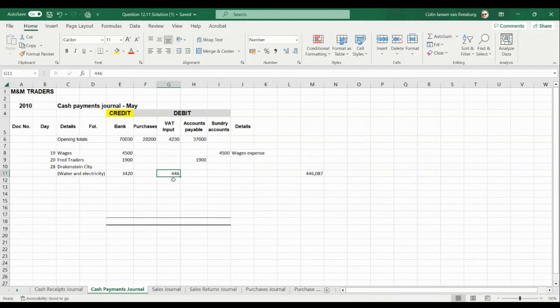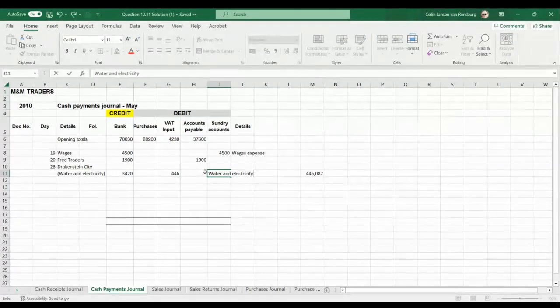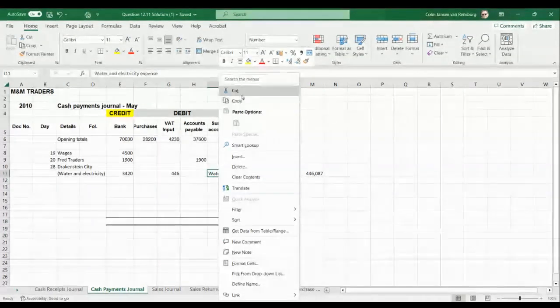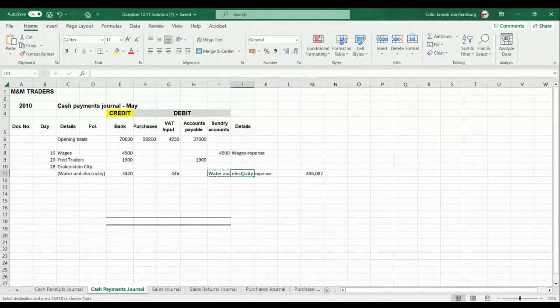We can claim the VAT input tax back. Doesn't affect our accounts payable. So the only thing that it affects, or the only other thing besides VAT that it affects, will be one of our sundry accounts. And which account will that be? Water and electricity expense. Right, so that is the name of the account. Oops, sorry. Typed it in the wrong spot.